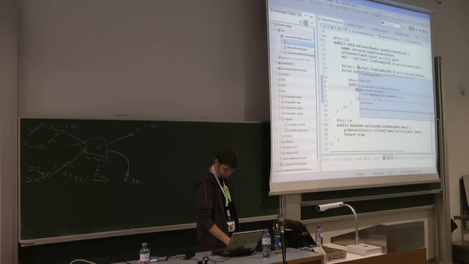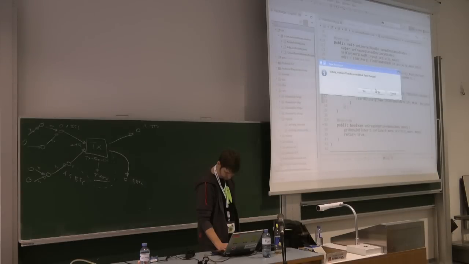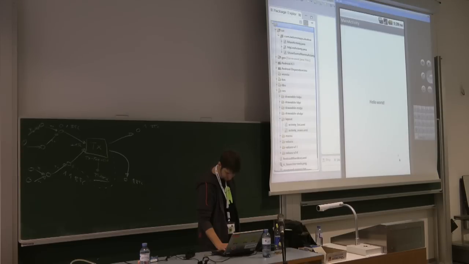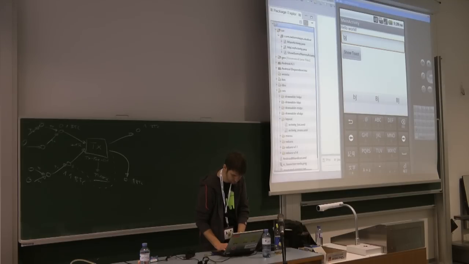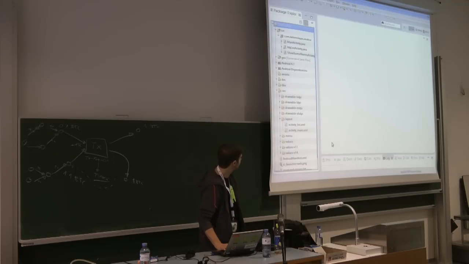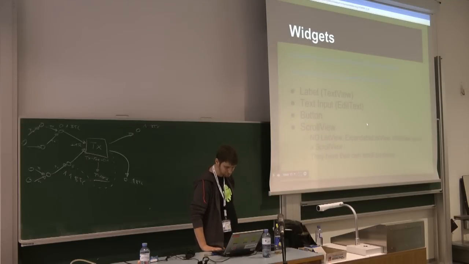If you use this code, so show toast. Okay, there's too much. So I enter here some text. Whatever. Okay, and the show toast will show the text. So that's the text view, the edit text, and the button. So that's the basic widgets you use to work.